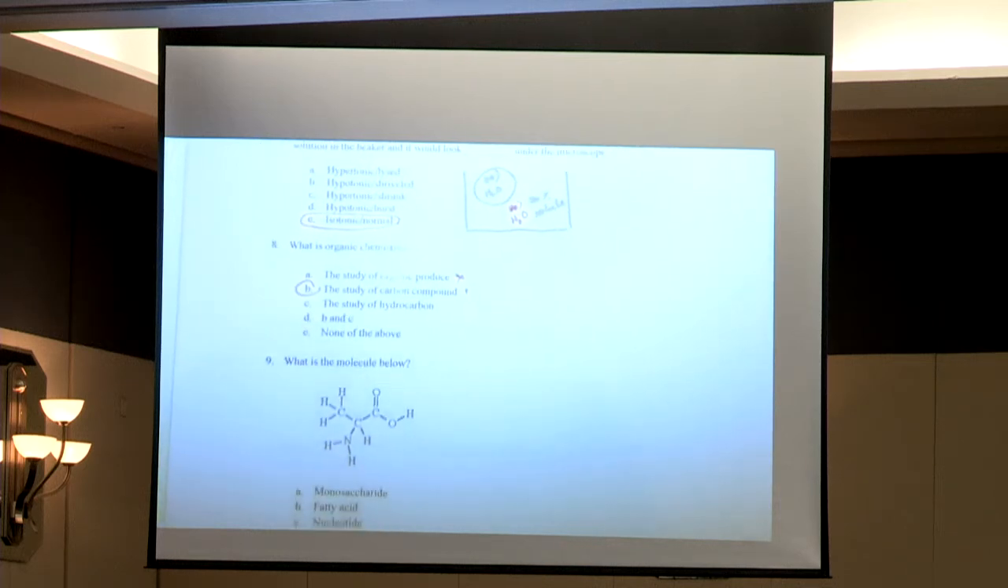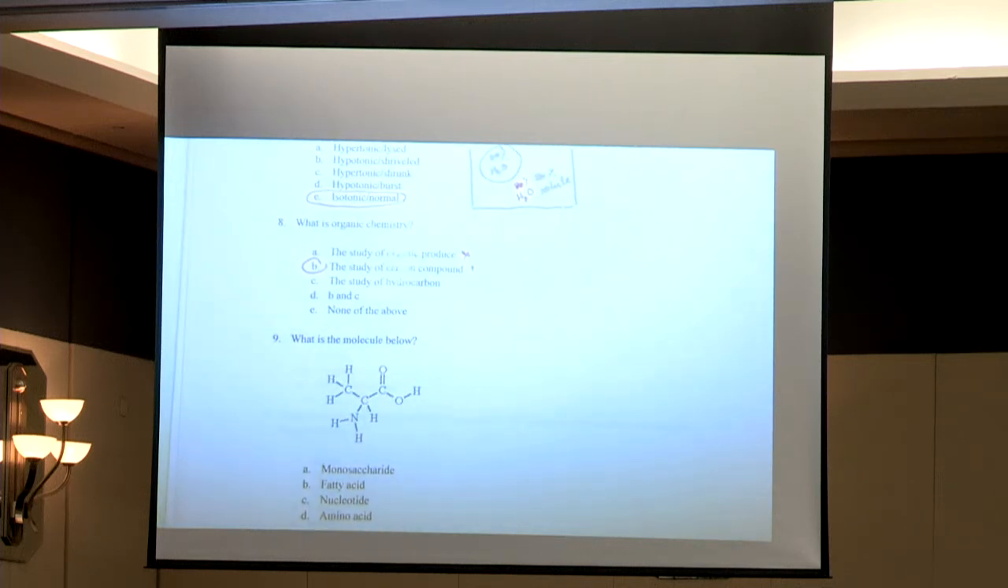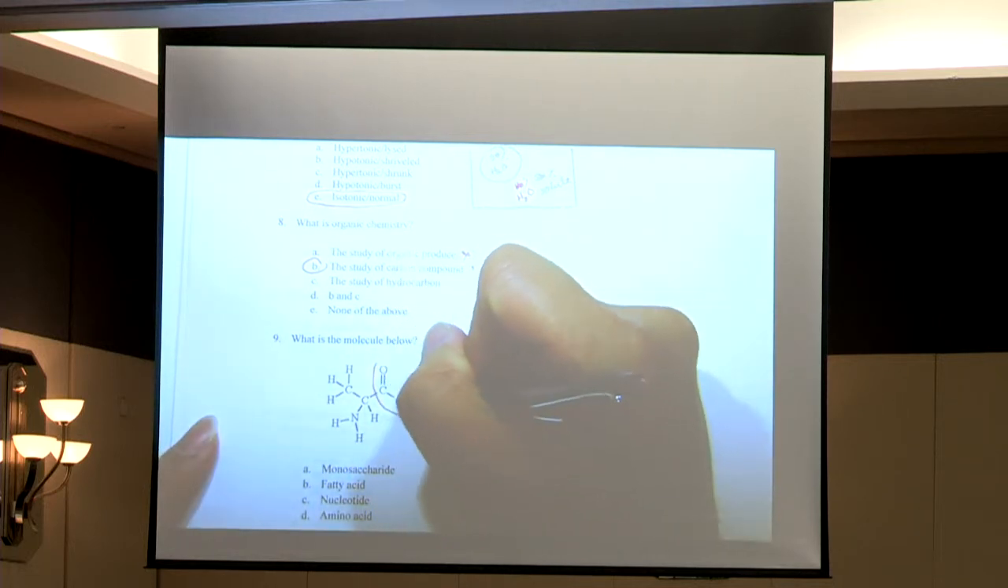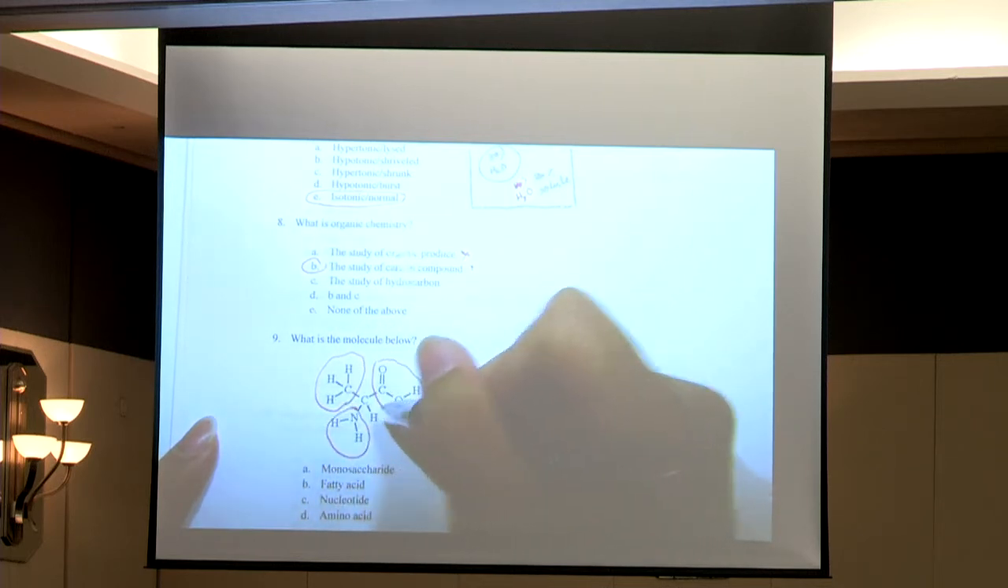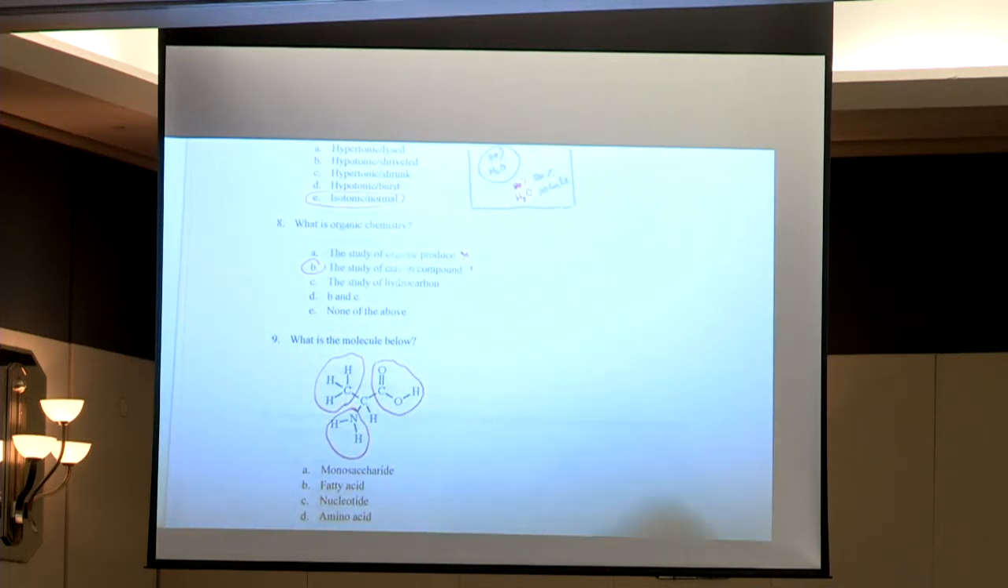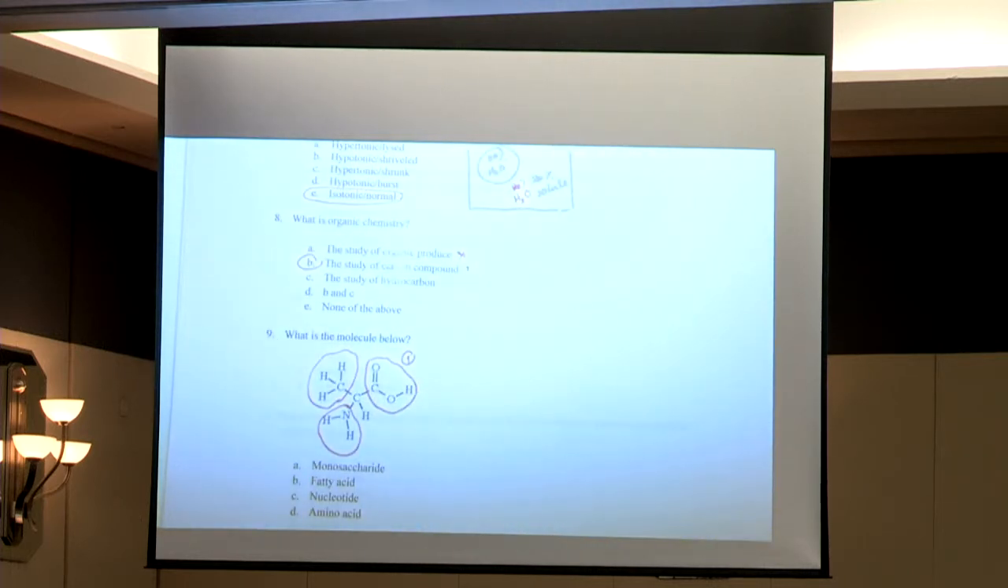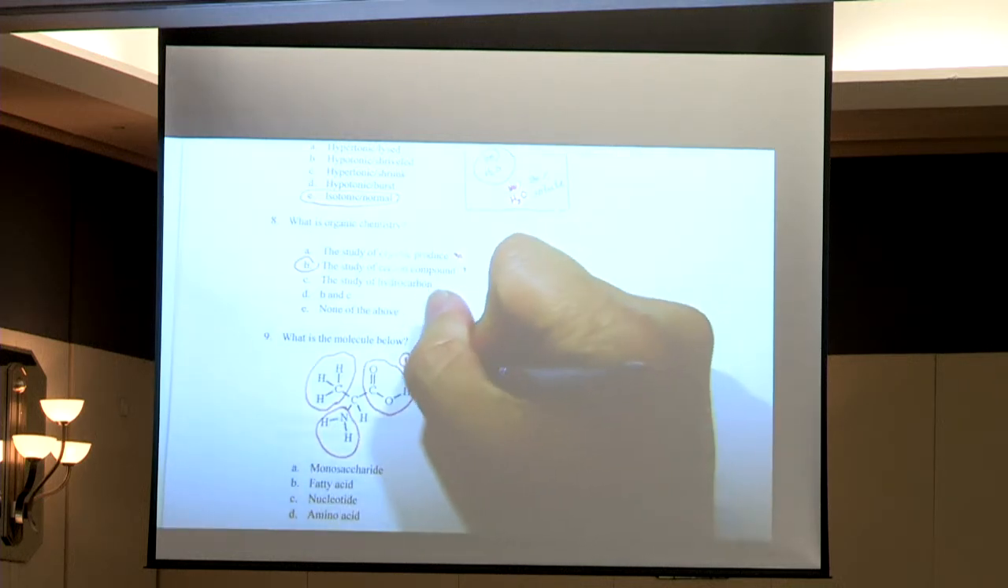Okay. So number 9, what is this molecule here? When we look at this, we can look at the functional group, right? So if we look at this, we can see the functional groups. The first one here, marked 1, what do we see? Carboxyl, right? So this one is carboxyl.